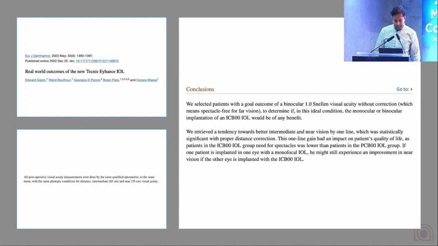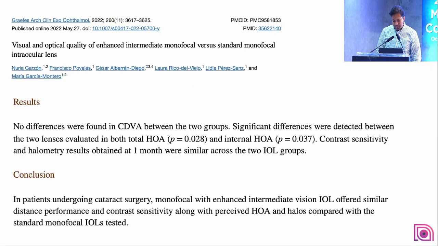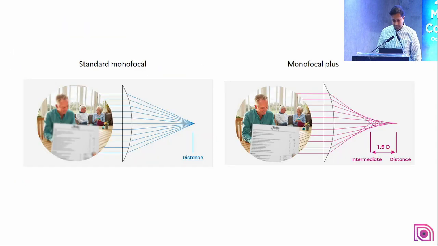This is a study published in a journal where they compared the IHANS monofocal IOL with the Technis monofocal IOL, and found that it really provided good intermediate vision. This is another study where they compared the IHANS IOL with a similar monofocal IOL, where the higher order aberrations and halos were comparable to that of a standard monofocal IOL.